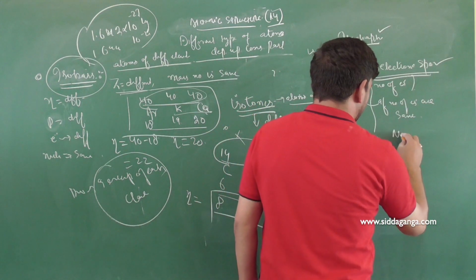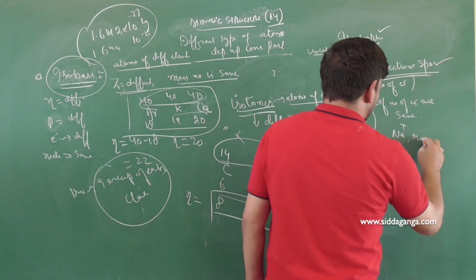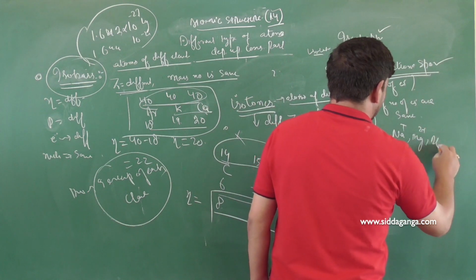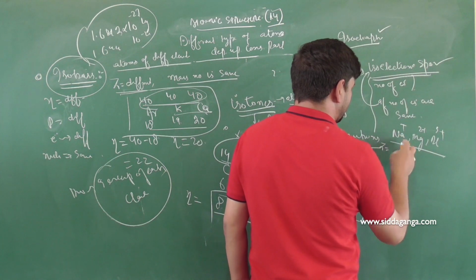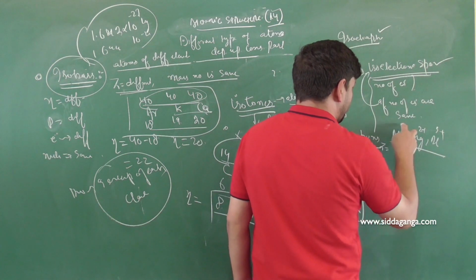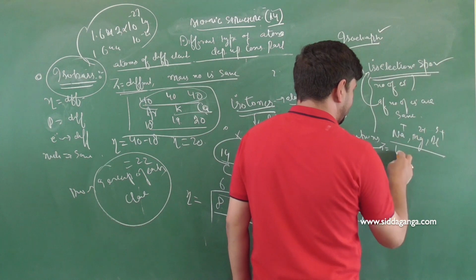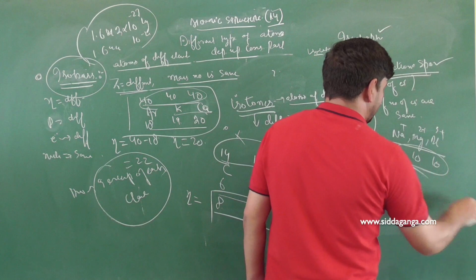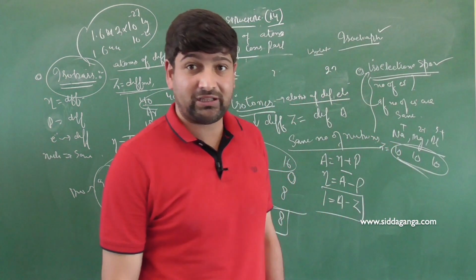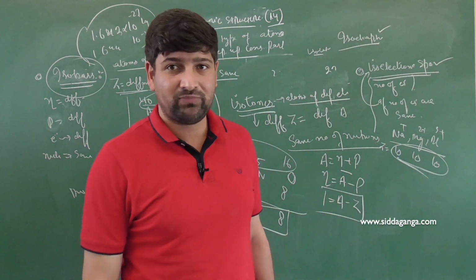Suppose we have Na+, magnesium 2+ and aluminium 3+. Tell me what is the atomic number, how many electrons does it actually have? Sodium plus, sodium has 11, it has lost 1, so 10. Magnesium has 12, lost 2, 10. Aluminium also has 10. So they have the same electronic configuration because they are isoelectronic, the number of electrons is the same.